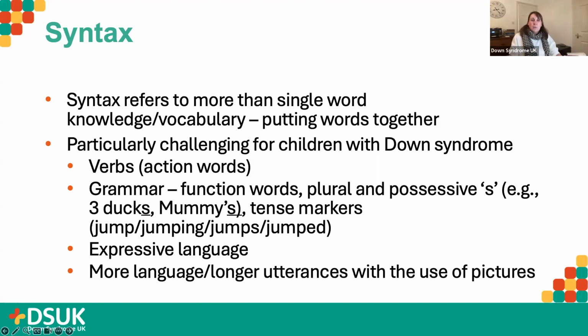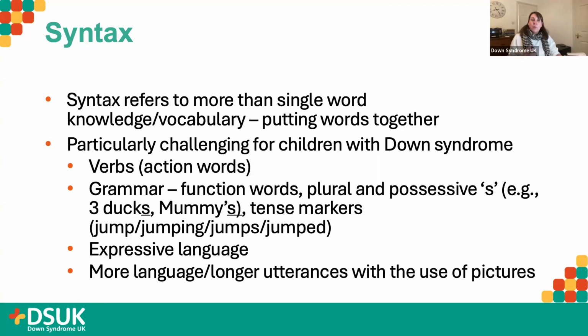So what's particularly challenging for children with Down syndrome are those action words, as I mentioned, and action words are really important for putting words together in later language. So if you think, oh, my child's doing really well with nouns, it's worth really spending a bit of time focusing on those verbs. We have a particular difficulty with grammar. So as I mentioned, those function words, the, a, to, for, it.